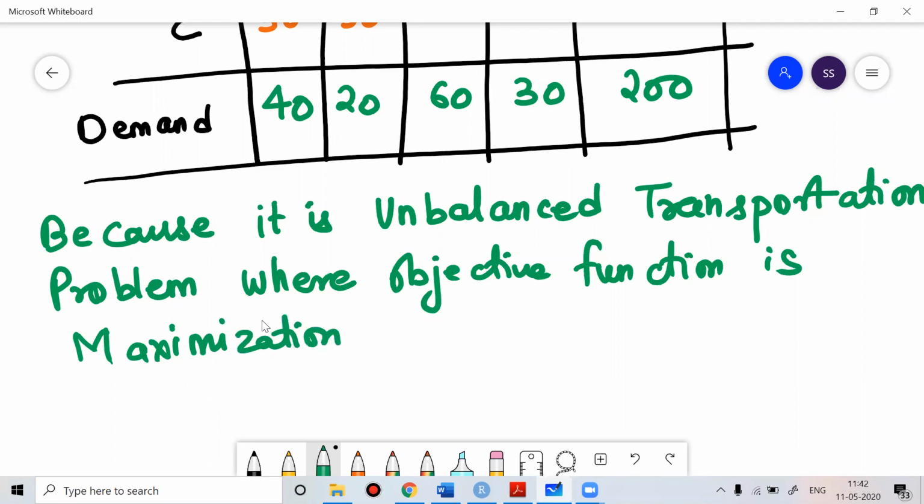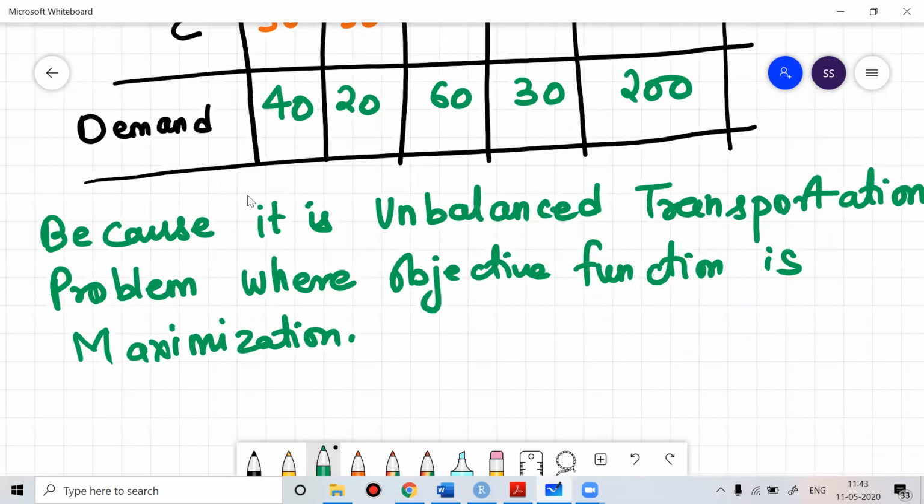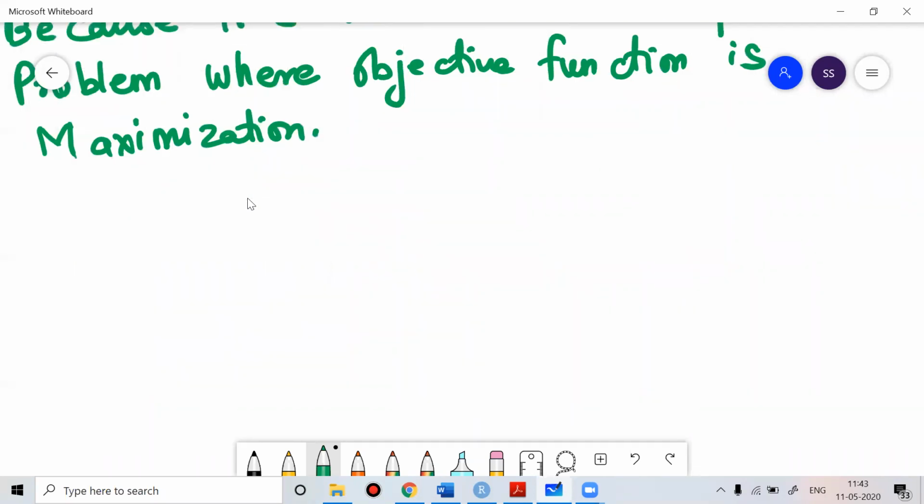So we have to correct both the things. We have to make this unbalanced transportation problem into a balanced transportation problem, and also we have to change the objective function from maximization to minimization. Out of both the things, we'll give preference to maximization to minimization.